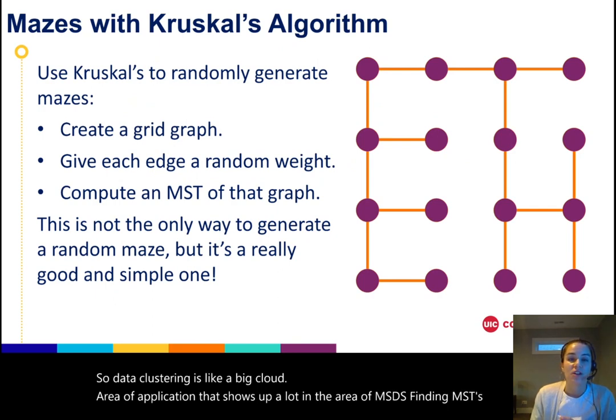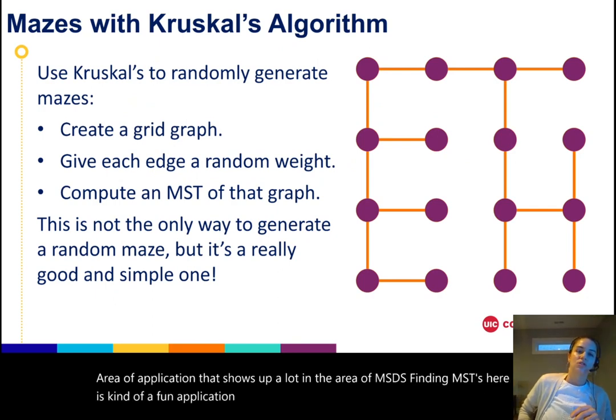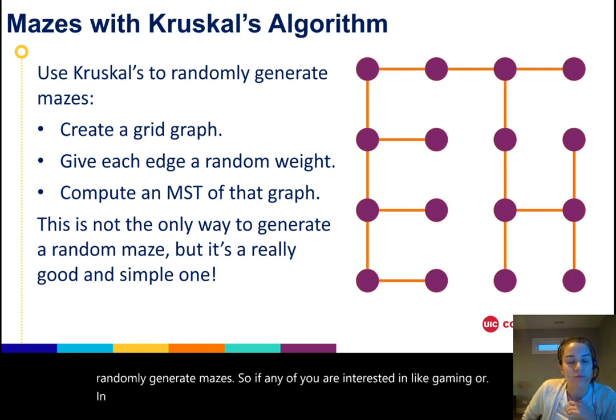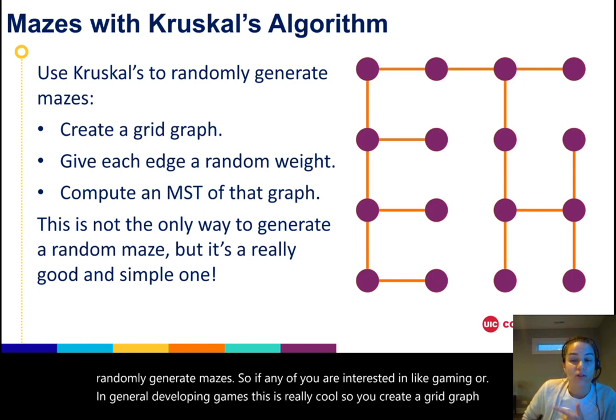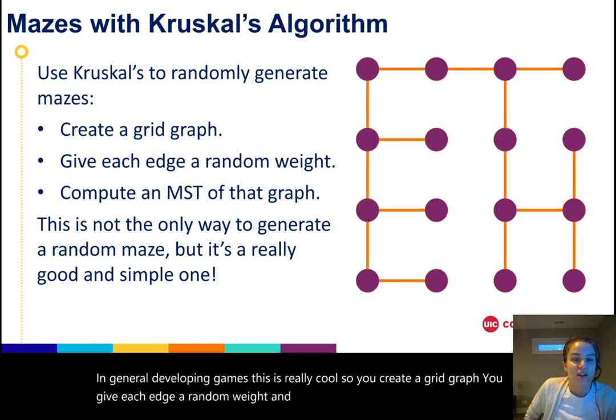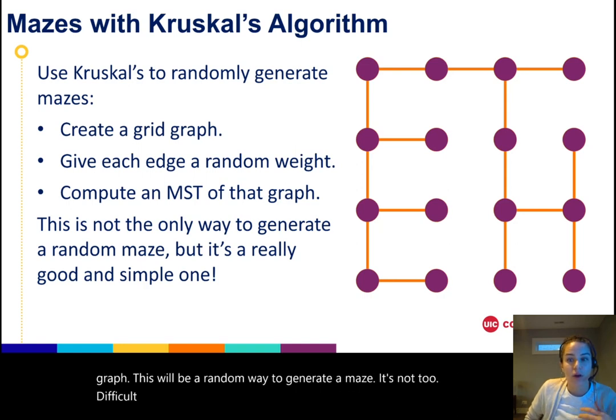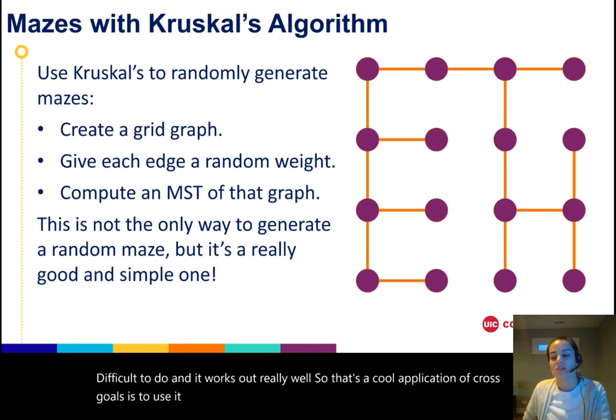Here's kind of a fun application. So you can use Kruskal's, which finds MSTs, to randomly generate mazes. So if any of you are interested in gaming or in general developing games, this is really cool. So you create a grid graph, you give each edge a random weight, and then you compute the MST of that graph. This will be a random way to generate a maze. It's not too difficult to do, and it works out really well. So that's a cool application of Kruskal's, is to use it to randomly generate mazes.